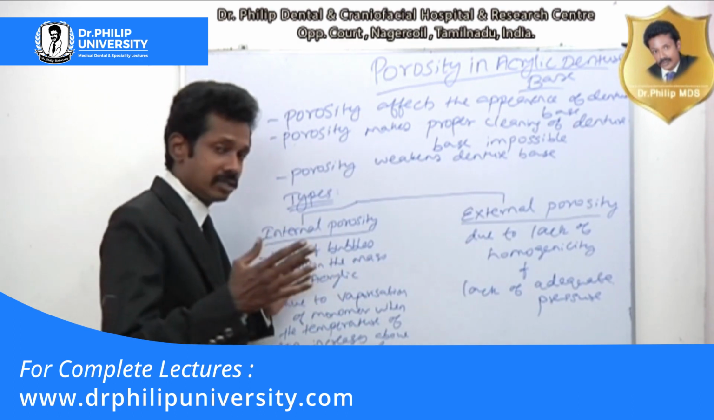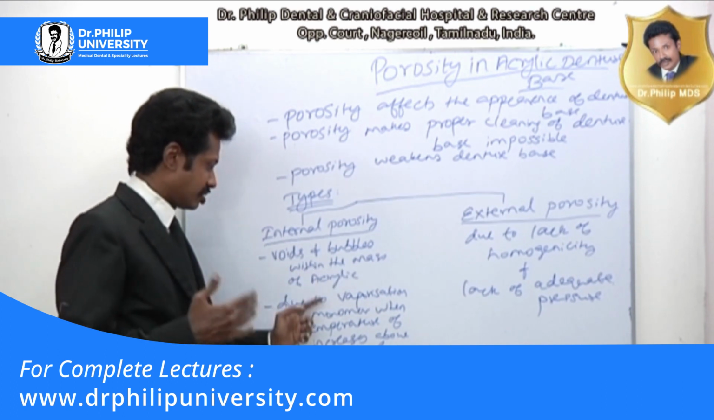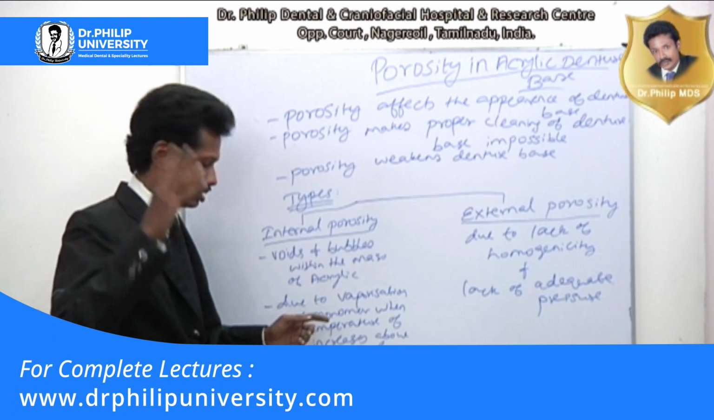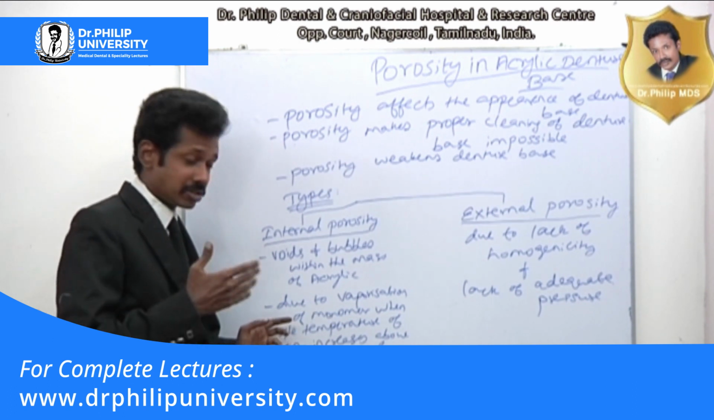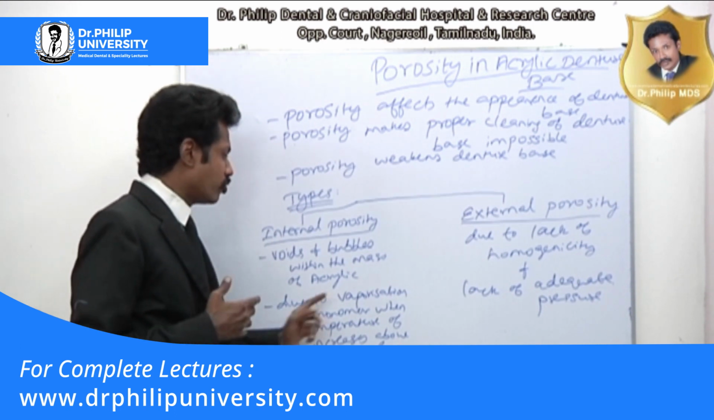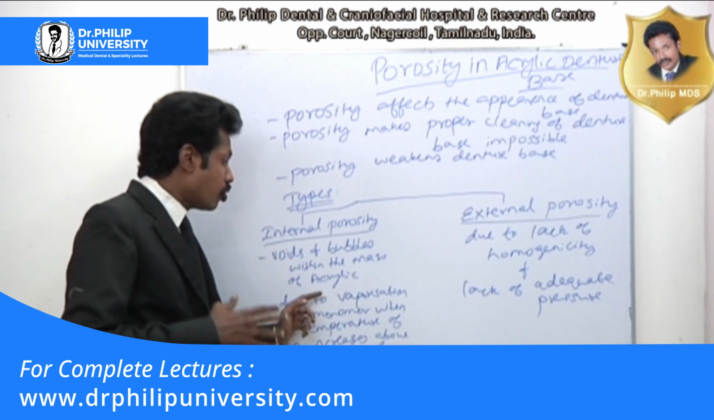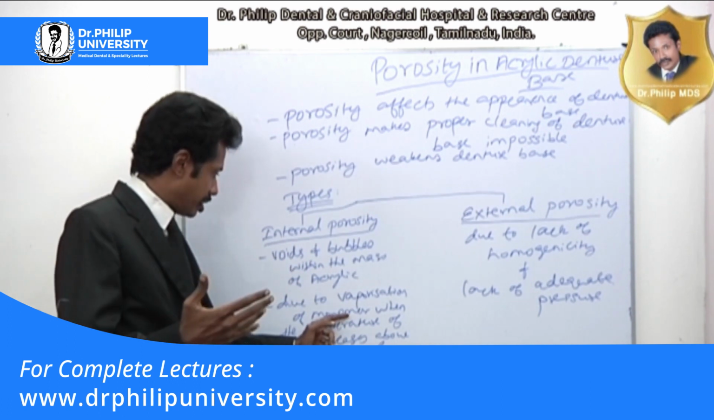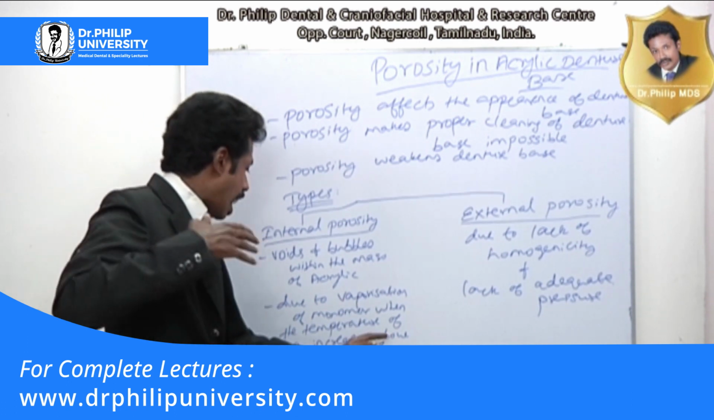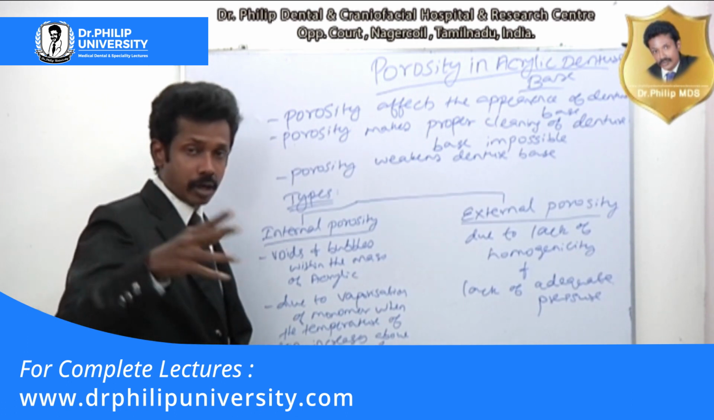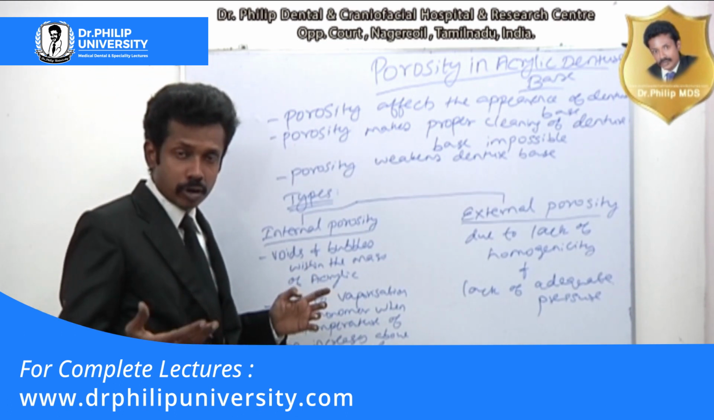And some salient features about the internal porosity: voids and bubbles within the mass of the acrylic. That is the first visible thing. And why is it caused? Very important. The cause of internal porosity is due to vaporization of the monomer, when the temperature of the resin increases above the boiling point of the monomer. Absolutely, when the temperature goes above the boiling point of the monomer, it evaporates.